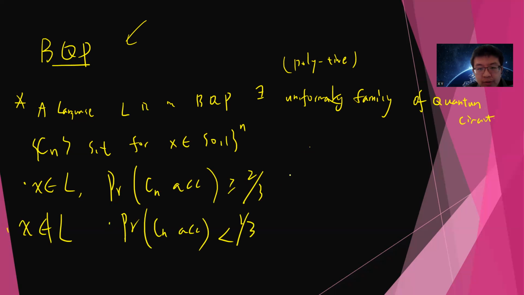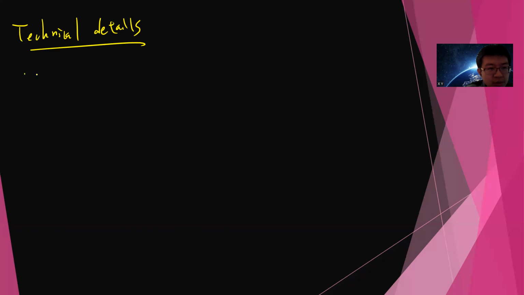This looks very similar to BPP. If you use classical BPP, then you replace this probability with random bits, random flips that you assign to your Turing machine. There are some technical details. Your starting point will usually be 0 to the q(n), where q(n) is polynomial in n.